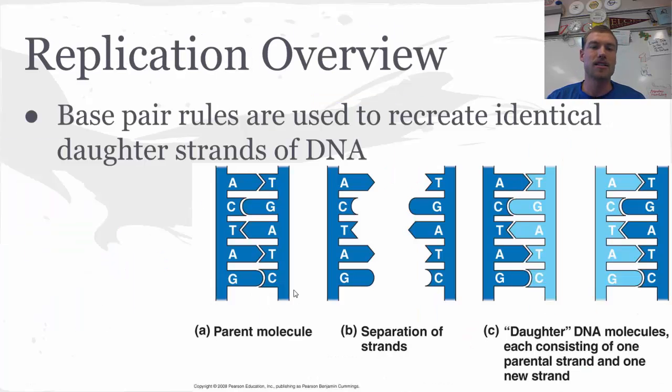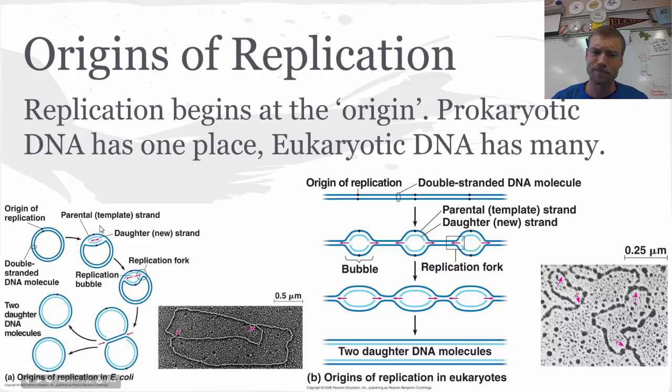So let's take a little overview. The base pair rules are used to create identical strands of daughter DNA. The parent molecule separates out, and then the daughter DNA molecules are built off of the template so that they are identical to the parent and to each other.